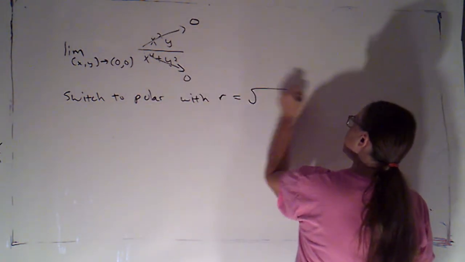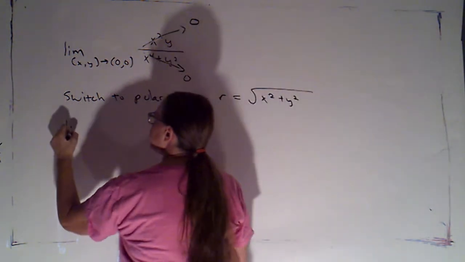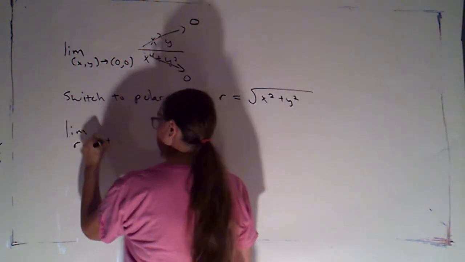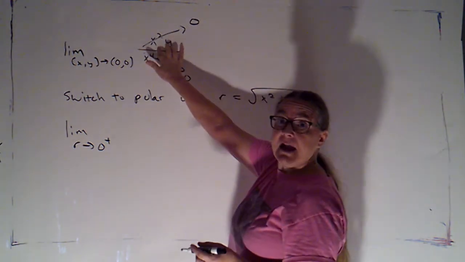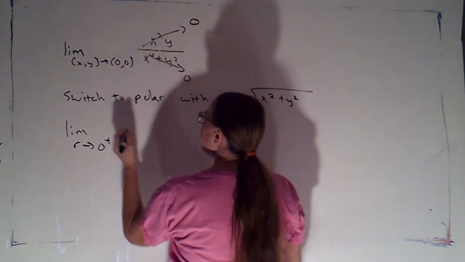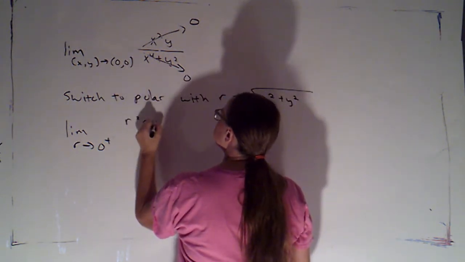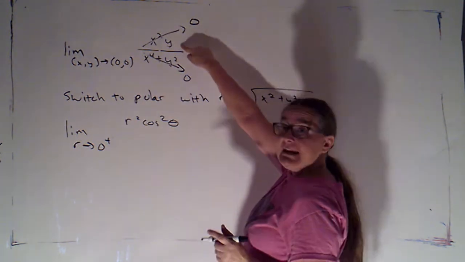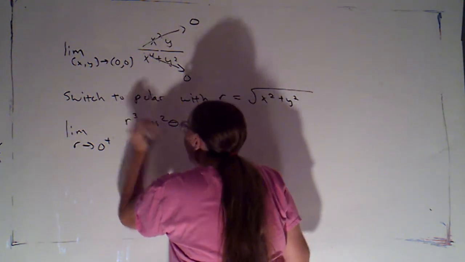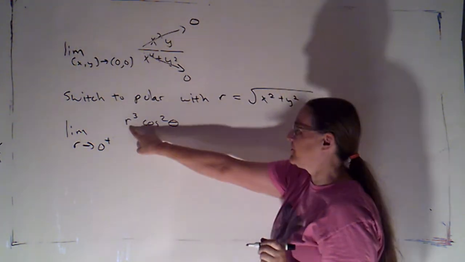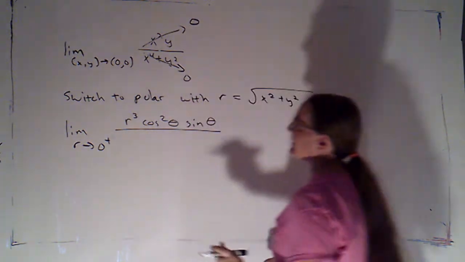with r being the square root of x squared plus y squared. So then this is the limit as r goes to 0 from the right. It's a one-sided limit. x squared times y. x squared is r squared cosine squared theta. y is r sine theta. And I'm actually going to just combine that r with the 2 that I already have. So we have a total of 3 factors of r, and then 2 factors of cosine and 1 of sine.